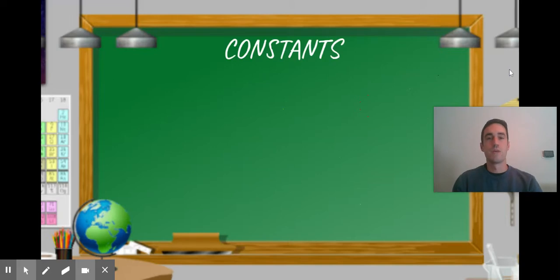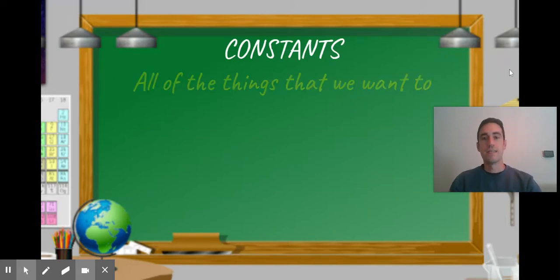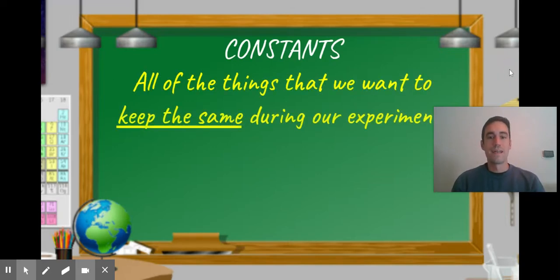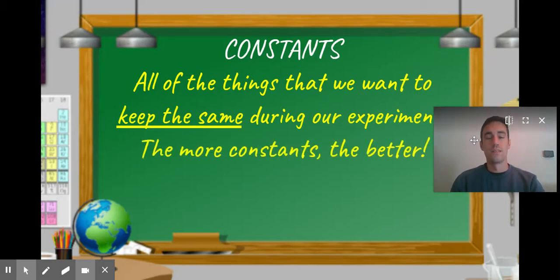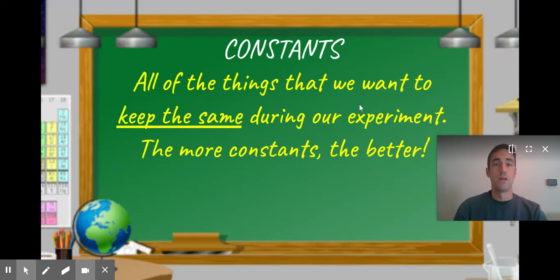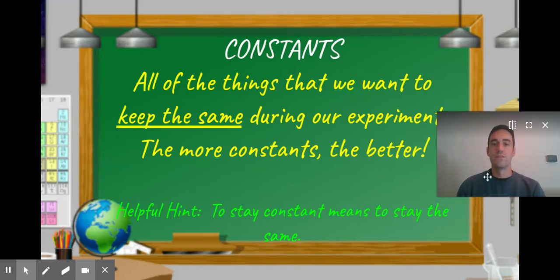We also need to make sure we have constants. A constant is going to be all of the things that we want to keep the same during our experiment. Constants are always going to stay the same, and the more constants we have, the better. An easy way to remember this is just to think about the word constant or constantly. It basically means to stay the same. If Mr. Summers is constantly starting off his class by talking about food, that means he's doing the same thing every single class. If you are constantly waking up late to advisory, that means you are doing the same thing every day. So a constant is going to be something that's staying the same.